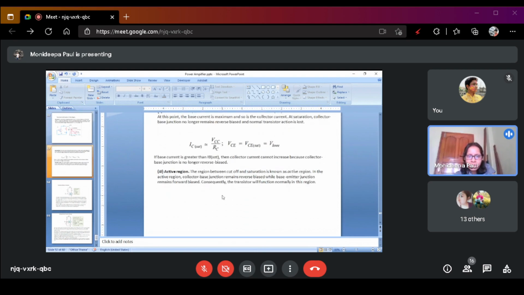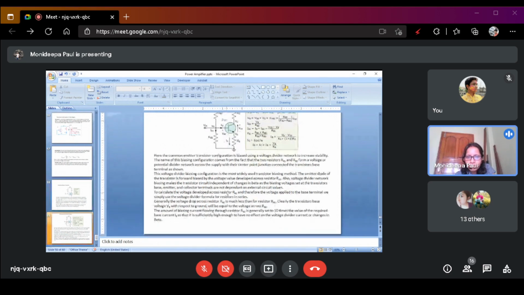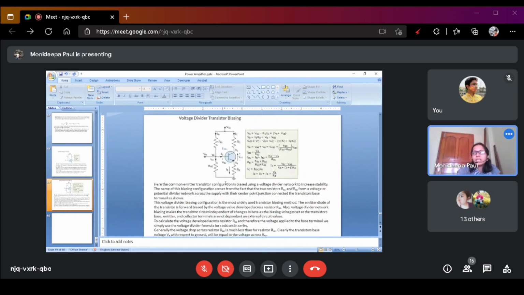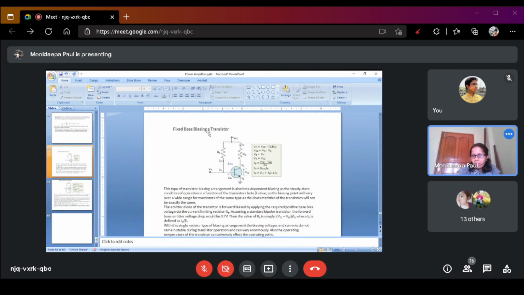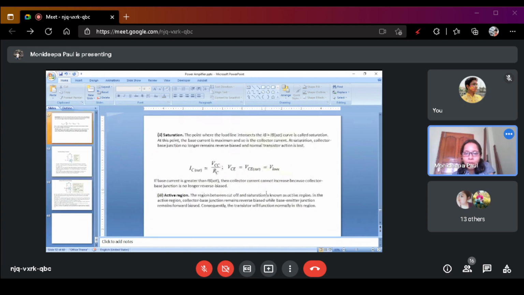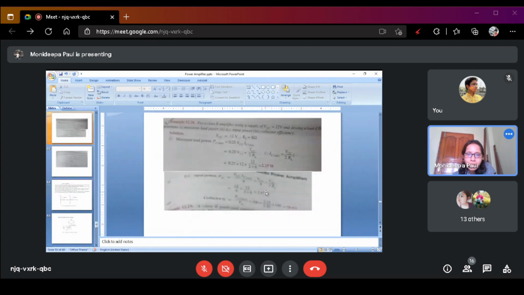Again, I am giving some important notes regarding the biasing of transistor. You go through these two slides. I think Preeti ma'am will cover it during the BJT. I am not sure, but I think you should know what is biasing and the different types of biasing. One is fixed bias, fixed base biasing of transistor. Another one is the voltage divider process for biasing a transistor. So you solve the numerical problem. Numerical problem is very important.